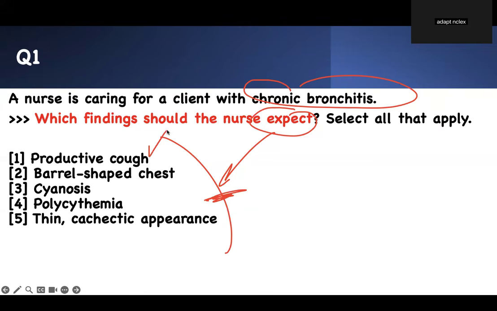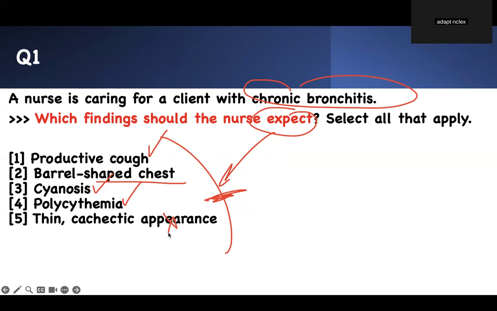You're going to cough from excessive secretion. Your chest is not going to get big because you don't have too much air trapping. That is what? Emphysema. Because you have chronic obstruction from the airway, you turn blue, cyanosis. Due to hypoxia, you're going to have polycythemia vera. They are not thin, they are not cachectic, they are usually obese, and therefore this is wrong. This is what the NCLEX will give you. Know them in terms of select and apply and master them.